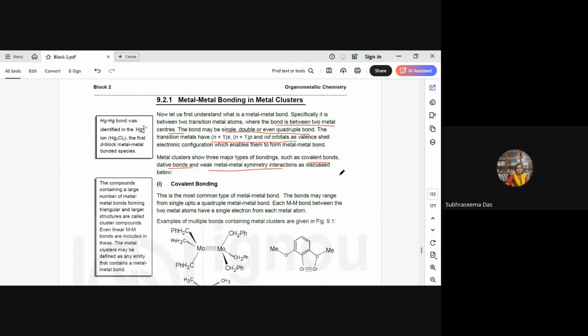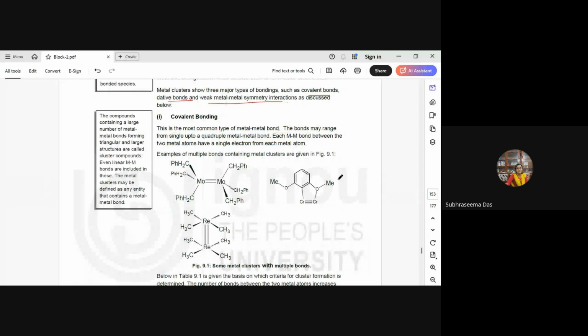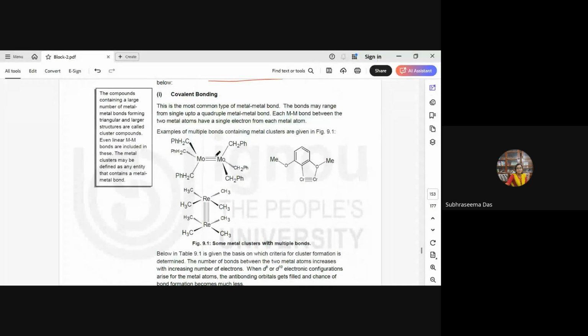First we will study the covalent bonding. Covalent bonding is the most common type of metal bond. These bonds may range from single up to quadruple metal bond. In each bond between the two metal atoms, there is a single electron from each metal atom. Here we can show examples of multiple bonds: this is molybdenum with a multiple bond, this is chromium with a multiple bond, and in this example we see rhenium, which also has multiple bonds.